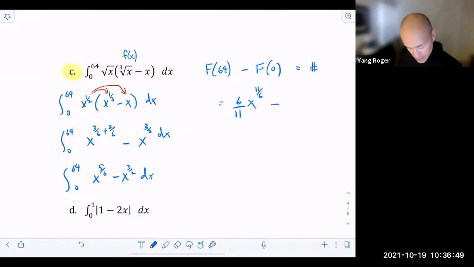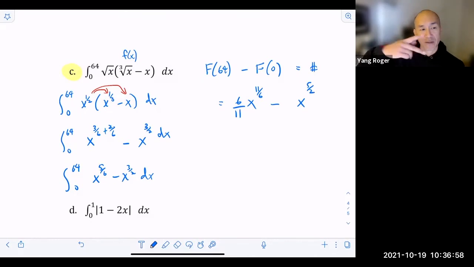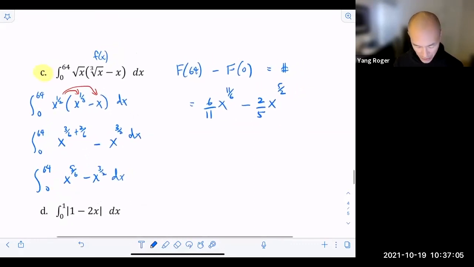For the second term, I'm going to add 1 to the exponent, so that's going to be x to the 5/2, and then dividing by 5/2 is the same thing as multiplying by 2/5. So we got 2/5 here like this. Are there any questions so far?